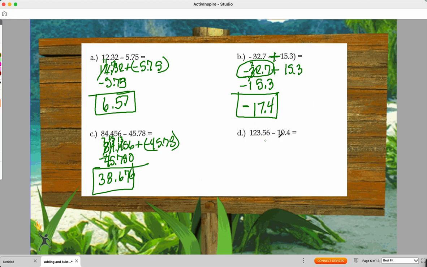And finally, our last one. It's very similar. 123 and 56 hundredths plus a negative 10 and 4 tenths. So this one's a little easier. There's not going to be any borrowing on this one. 6 minus 0 is 6. 5 minus 4 is 1. 3, 113, and 16 hundredths. So it's all about setting up and then lining up the decimal places.